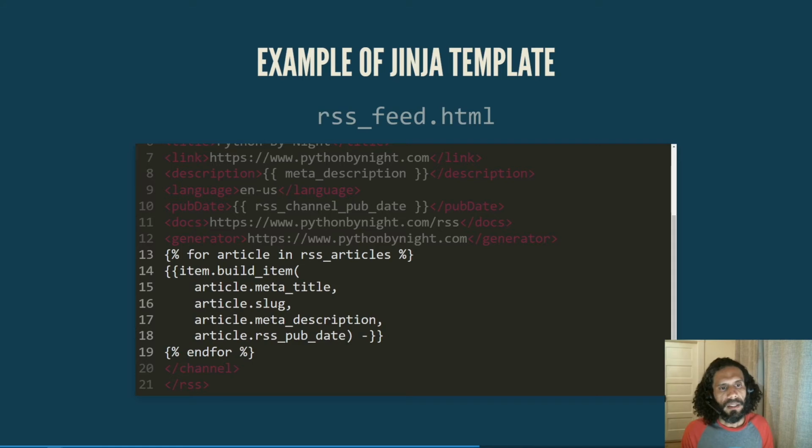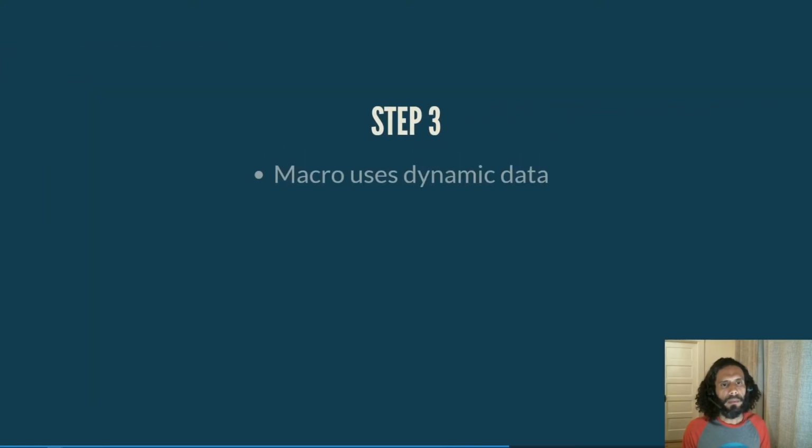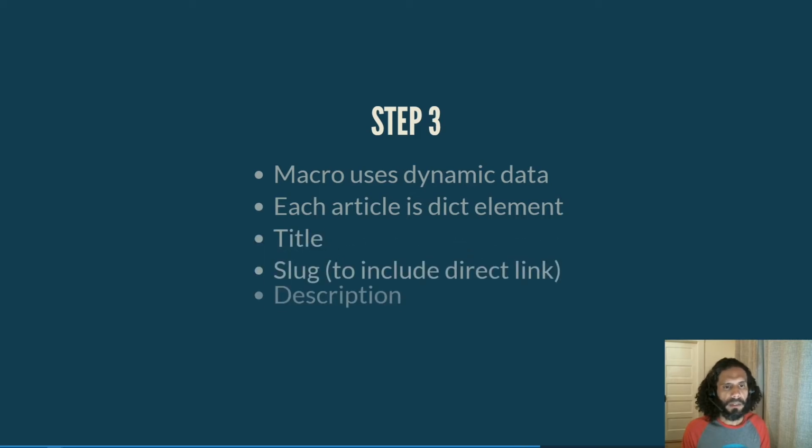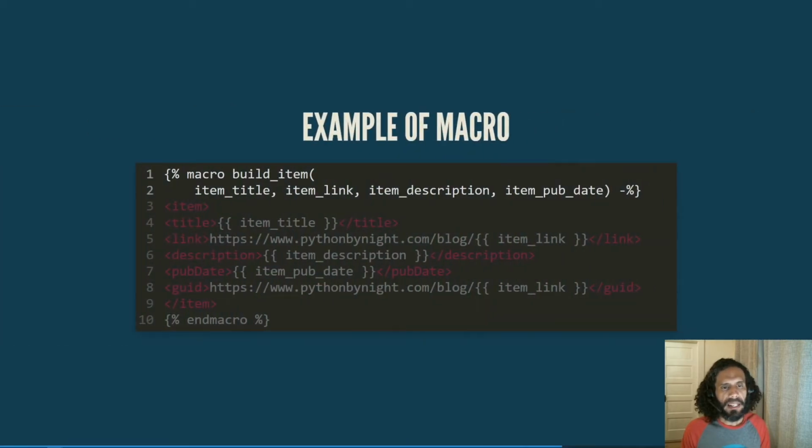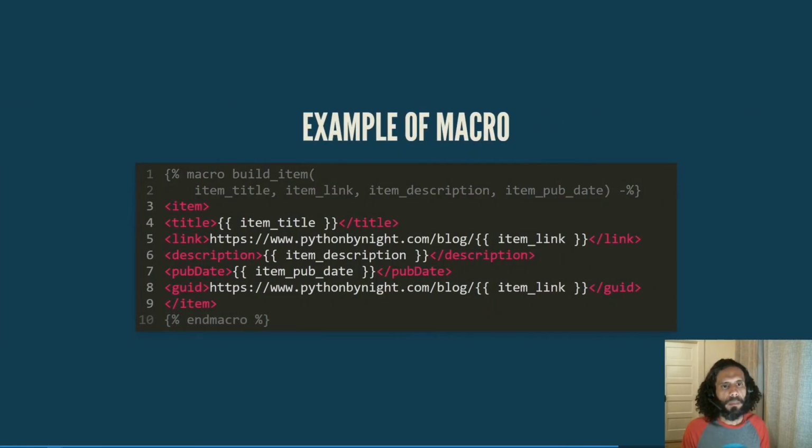And the macro up at the very top in line 1, this is where we are using it. This is how we loop through our list of articles and create the bit of XML that goes here. Now, what does that macro look like? Well, it takes that dynamic data and loops through all my articles. Each one of those is a dictionary element that contains my title, slug, description, and publication date. So you can see by getting that information, I can now build that bit of XML code each time for each article that we are looping through.